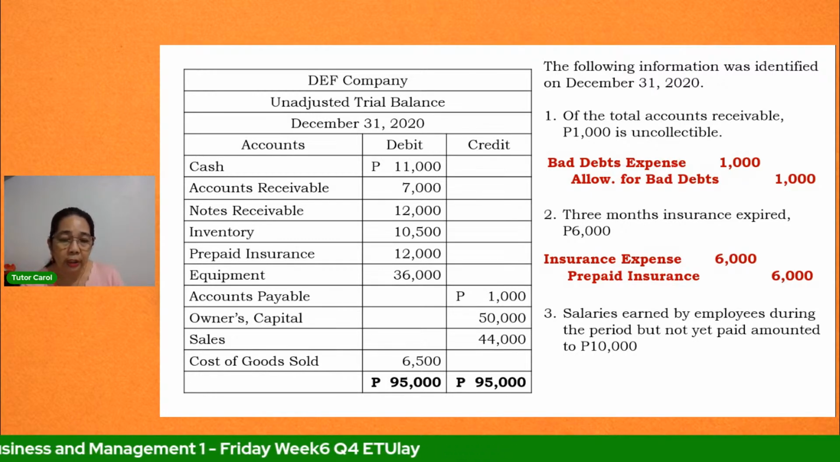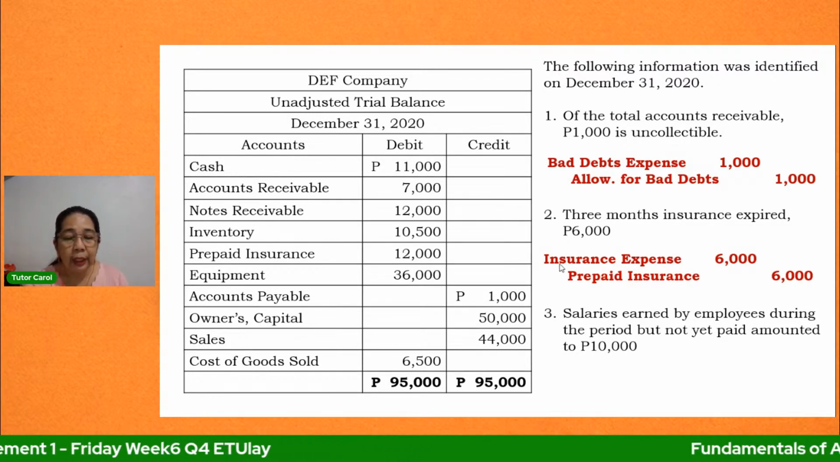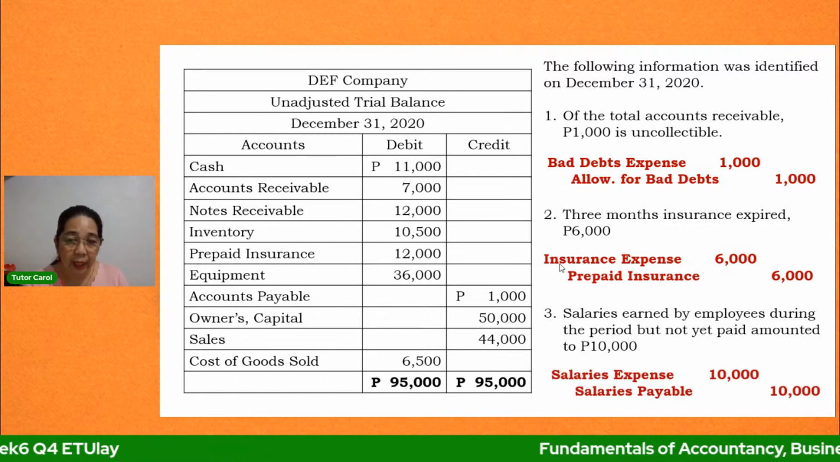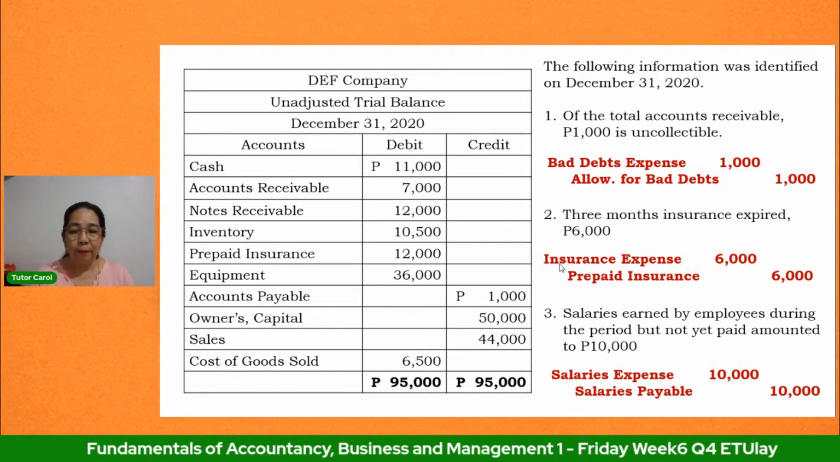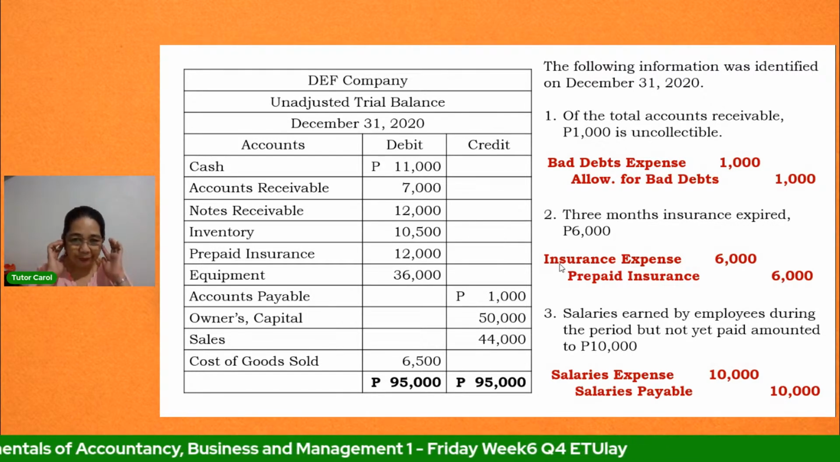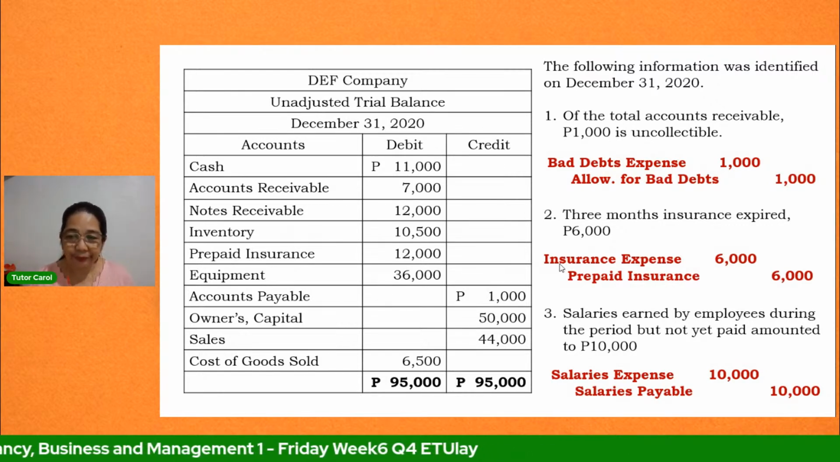Okay? So, your adjusting entry will be debit, salaries expense, 10,000 pesos, and credit, salaries payable, 10,000 pesos. Okay? Madali lang, di ba?